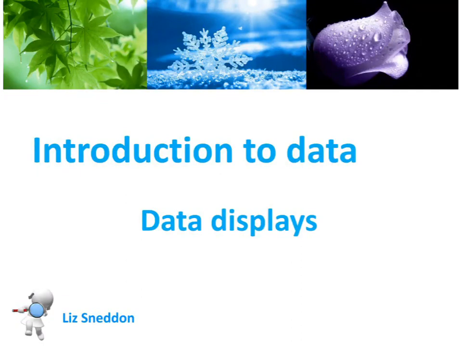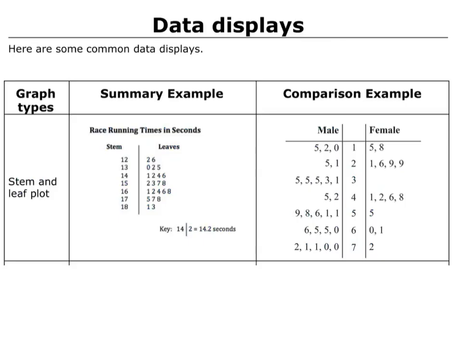Let's have a look at different ways of displaying data. So here are some of the common ones. For example, a stem and leaf plot. I've got two types here, a summary and a comparison example. In a stem and leaf graph, we have a stem down the side, and then we have the leaves, like the branches on the tree.